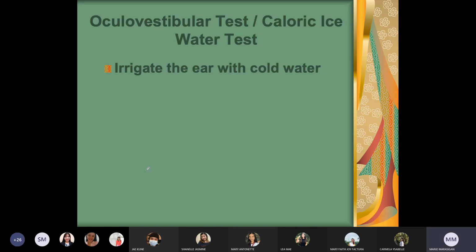Next, your oculovestibular test or caloric ice water test. So they're usually using this by irrigating the ear with cold water. No? So kapag nag-irrigate sila, they can test whether there is a problem in balance. Okay? Balance, and sometimes the eye will also react with regards to the ice water test. No?